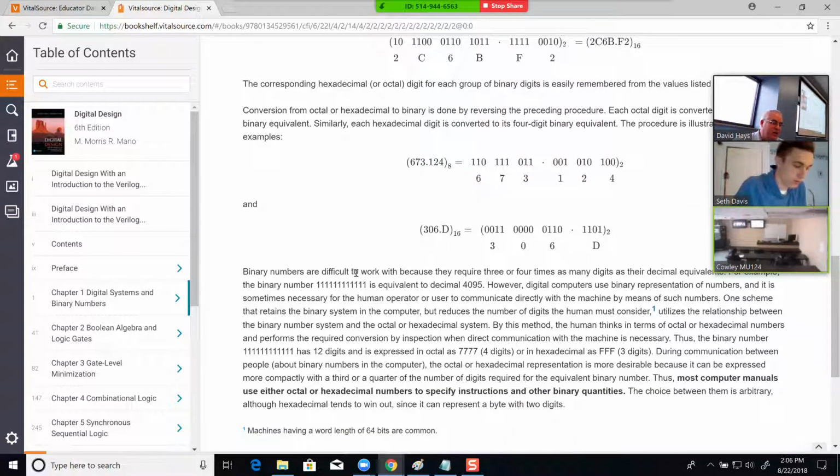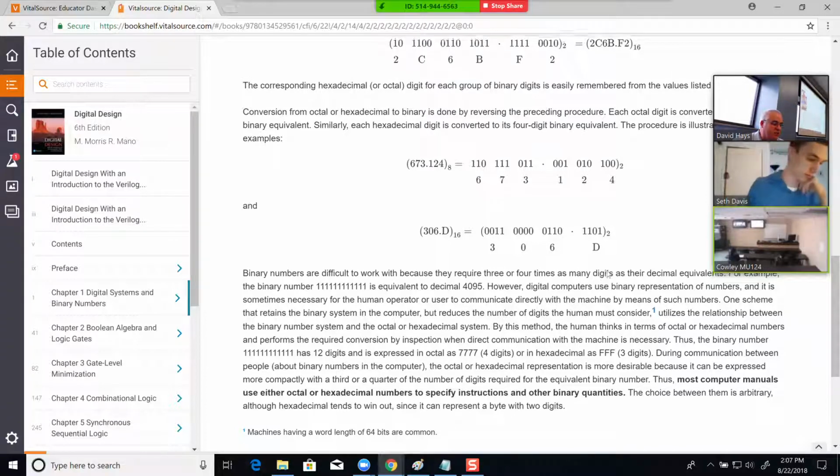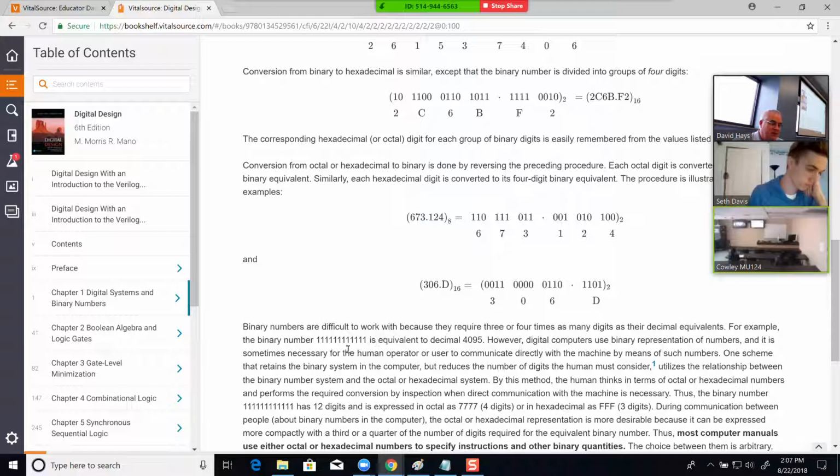This is talking about how binary numbers are difficult to work with because they require 3 or 4 times as many digits as their decimal equivalents. For example, a binary number, however many ones is there, is equivalent to the decimal 4095. However, digital computers use binary representation of numbers, and it is sometimes necessary for the human operator or user to communicate directly with the machine by means of such numbers. So, sometimes necessary. That does not mean you're going to spend every day doing a conversion from binary to decimal or vice versa.